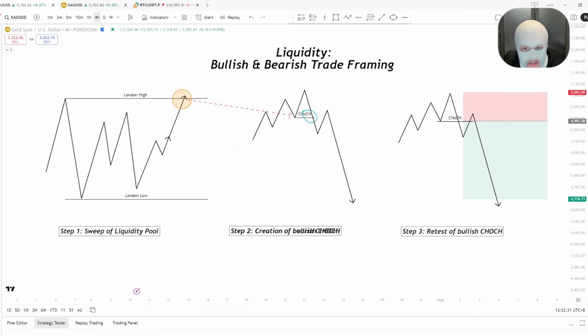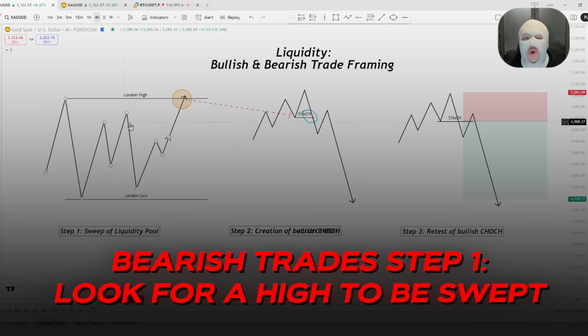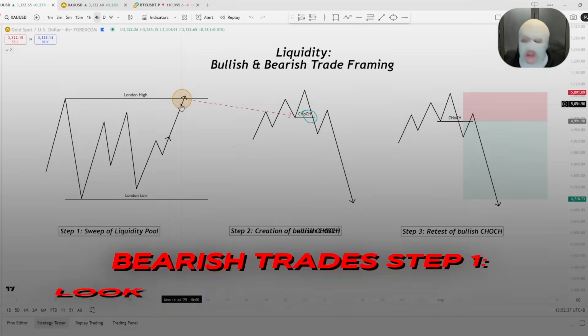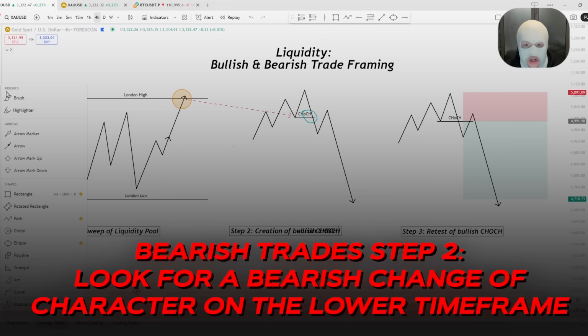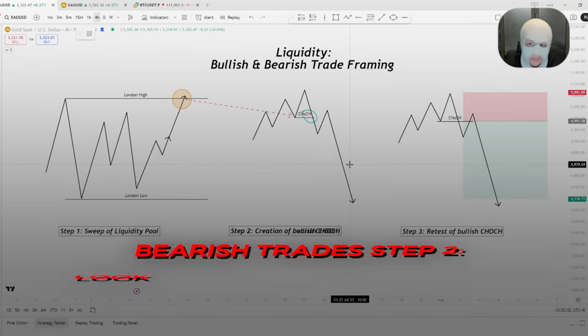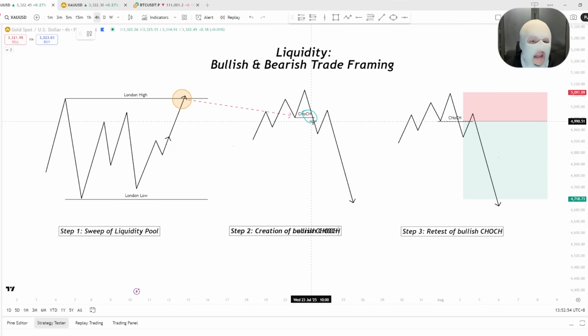For a bearish trade, just take exactly what I said and flip it. Step 1 is to look for a high to be swept. This can be the previous X high or session liquidity high. Step 2 is to look for a bearish change of character on the lower time frame, which is where the most recent higher low is closed below, setting in a new lower low instead.